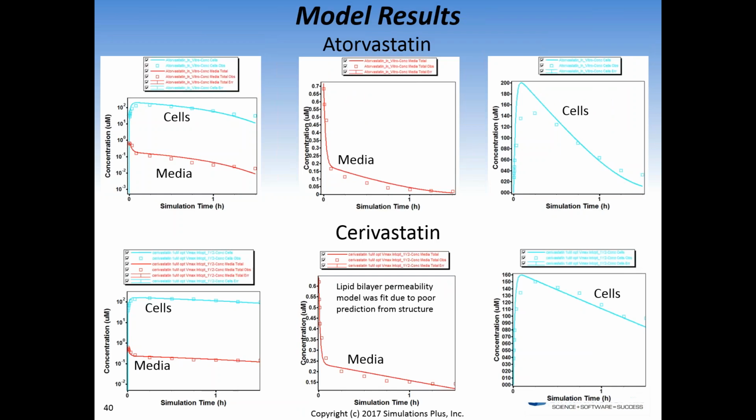Then we optimized the Vmax values for the influx and the metabolism in these suspended hepatocyte cells, and we were able to match relatively well these biphasic kinetic profiles, where you have very fast uptake from OATP1B1 at the initial time points in the experiment, and then slow elimination through the CYP enzyme clearance. And we saw that both for atorvastatin and cerevastatin.